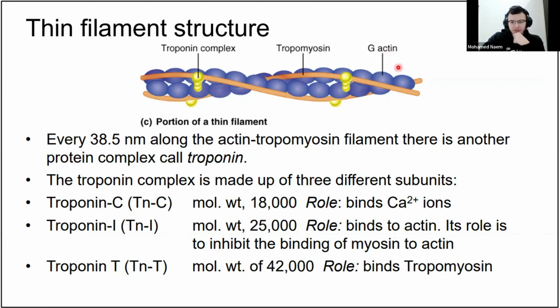We have one that binds to the actin, so we're going to have one also that binds to the tropomyosin, because remember, troponin is, after all, this whole complex. It has a lot of roles, but it's still a structural protein. It still has to do its part in the structure, like making the structure of the filament.